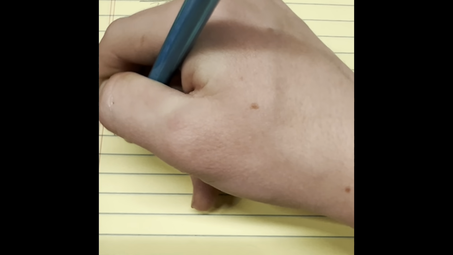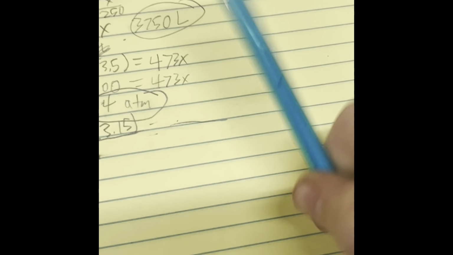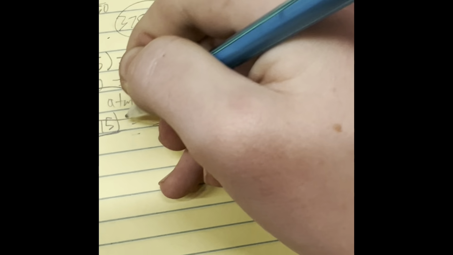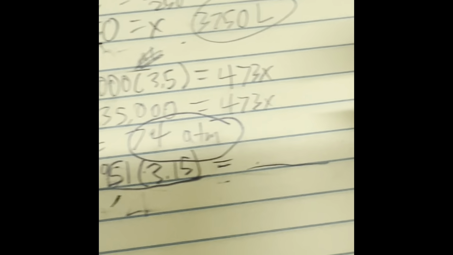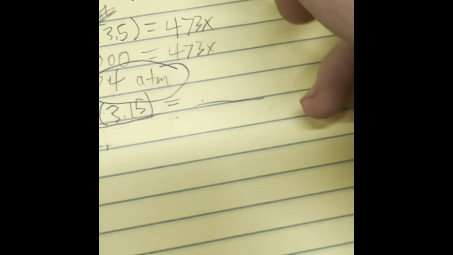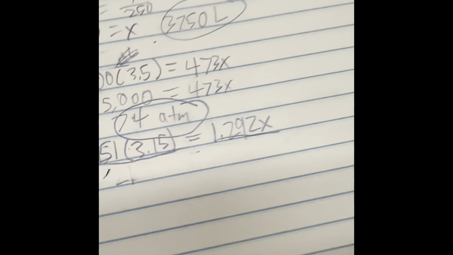New one would be temperature remain constant. Oh, so I don't even measure this temperature. I didn't read the whole question. Which means that the temperature changes to 1.292 and then X for the new volume.